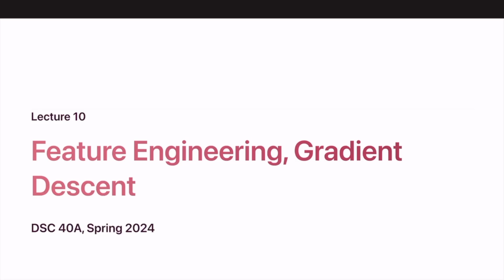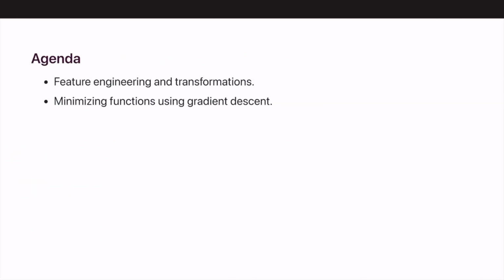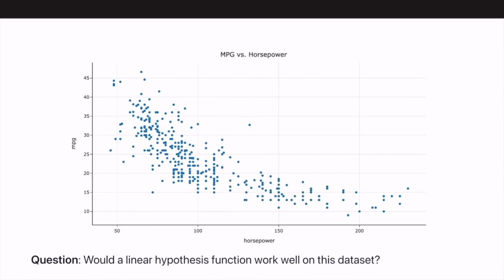So for lecture 10, we're going to continue talking about feature engineering and get into gradient descent, and we'll finish off gradient descent in lecture 11. But let's go ahead and think back to what we were talking about at the end of last lecture.